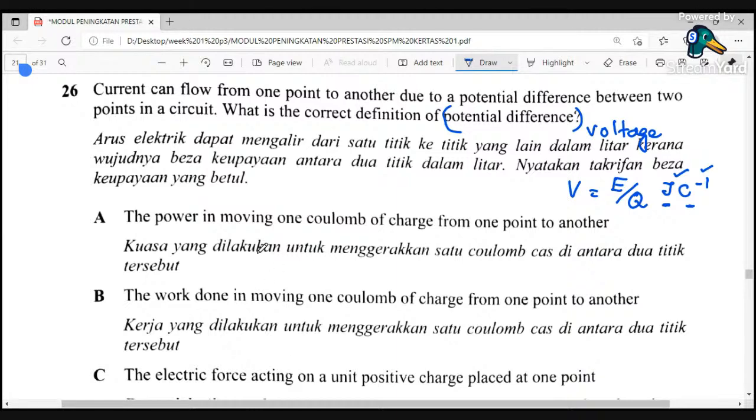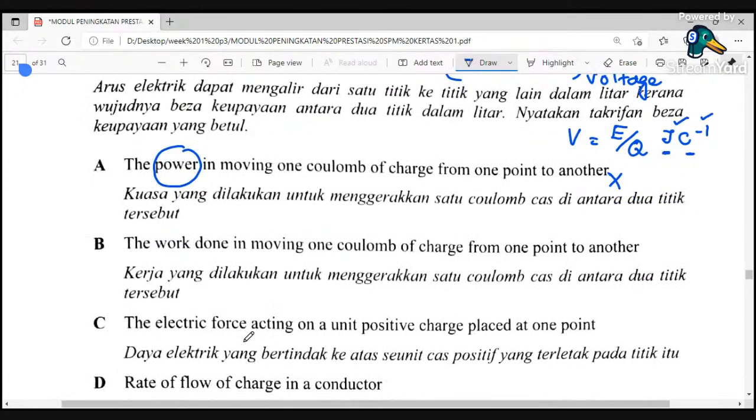Soalan jawapan A, the power in moving. Ni power bukan joule. Dia joule per second. Saya automatic saya buang ni. Okay, B, work done in moving 1 coulomb of charge from one point to another. Okay, work done itu energy, 1 coulomb itu charge. So saya akan pilih ini kalau saya terus baca sebab dia sudah tepat menunjukkan definition.